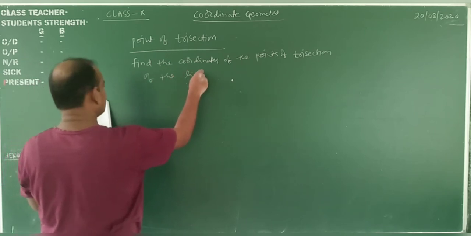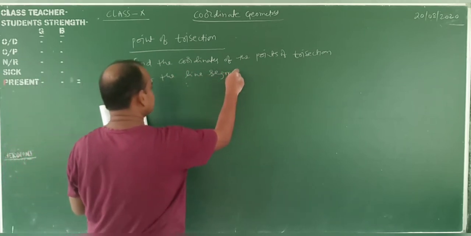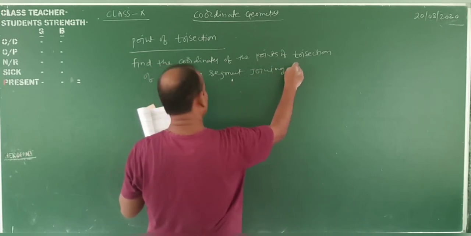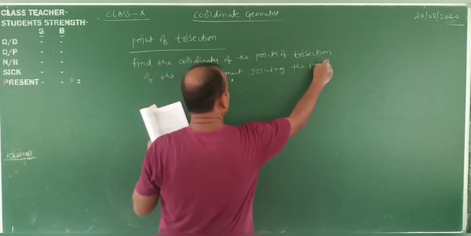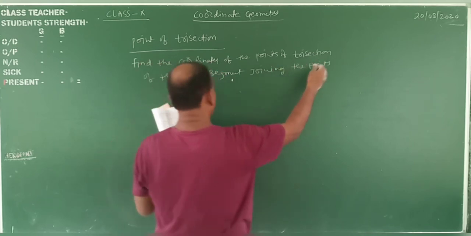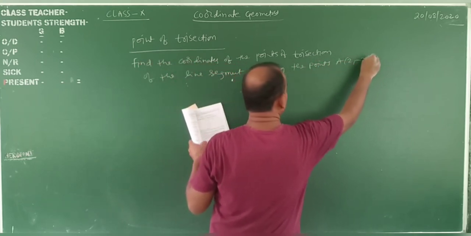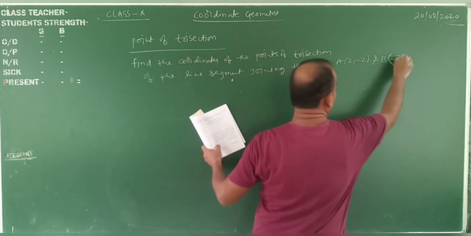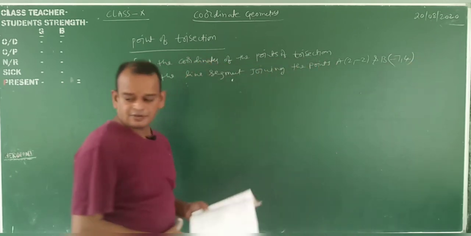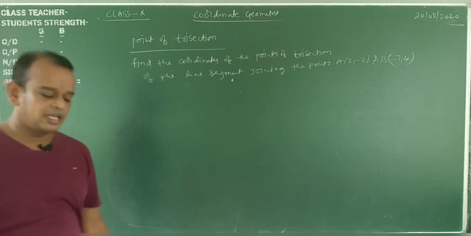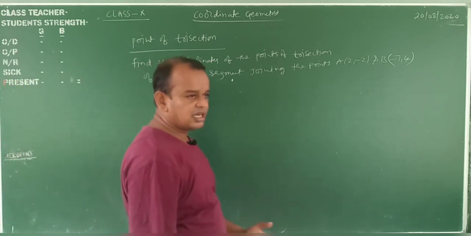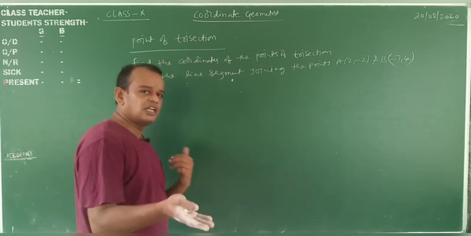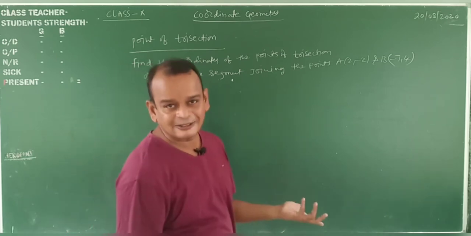of the line segment joining the points A (2, -2) and B (-7, 4). Point of trisection means, first of all, P divides the line segment AB in the ratio 1:2 internally. Then Q divides the line segment in the ratio 2:1.